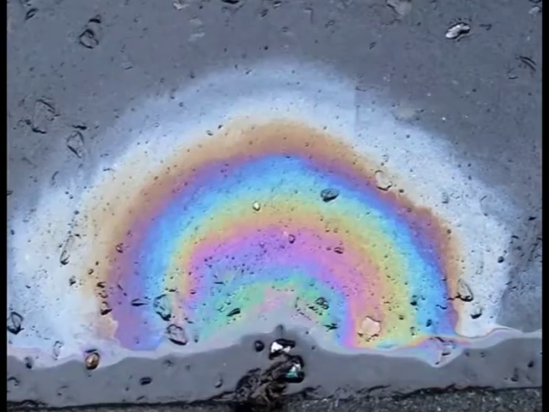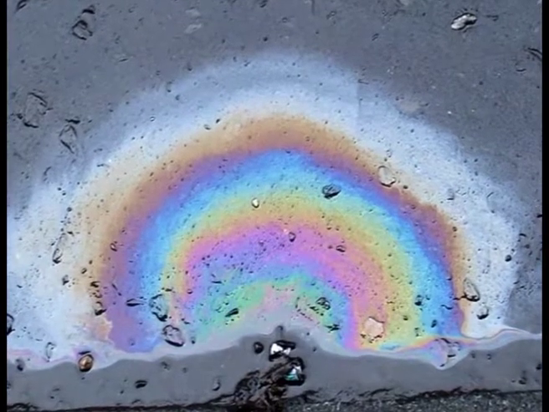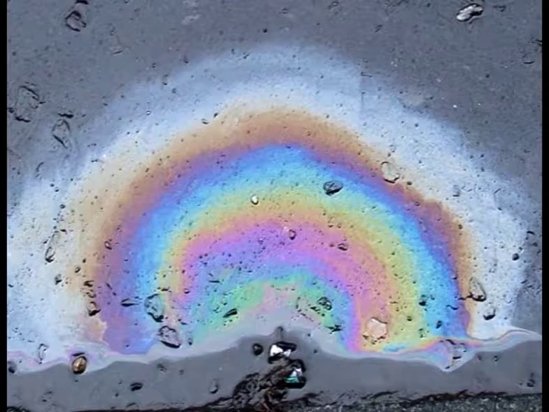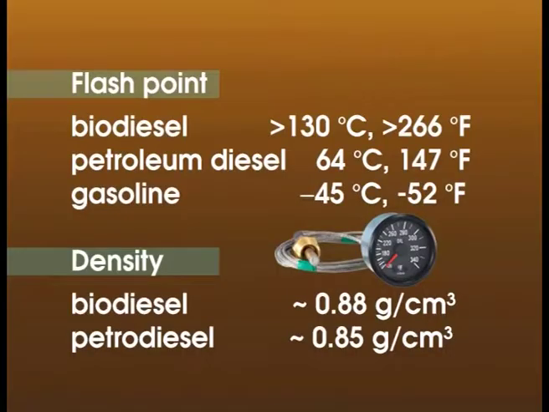Biodiesel is a liquid which varies in color between golden and dark brown depending on the production feedstock. It is slightly miscible with water. It has a high boiling point and low vapor pressure. The flashpoint of biodiesel is more than 130 degrees centigrade, 260 degrees Fahrenheit, significantly higher than that of petroleum diesel, about 64 degrees centigrade, 147 degrees Fahrenheit, or gasoline, which is minus 45 to minus 52 degrees Fahrenheit.